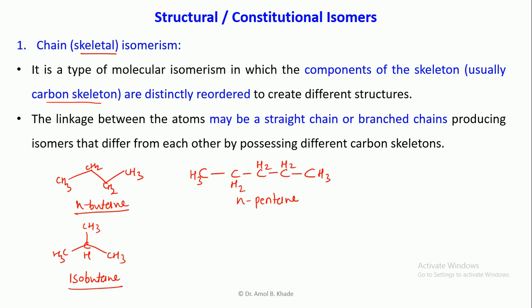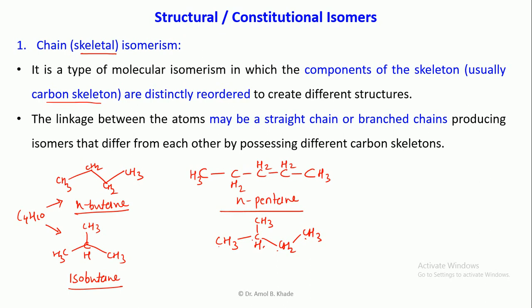So what are chain isomers? The components of the skeleton are distinctly reordered. Here it was C4H10 in n-butane as well as isobutane. Now you can see how n-pentane can be arranged in a different way. I can arrange it in this particular way. Let's say CH3, then this is CH. I will attach one CH3 here, then CH2 and then CH3. Now count the carbon: 1, 2, 3 and 4. So it is a 4 carbon chain compound, and at carbon 2 we have a methyl.